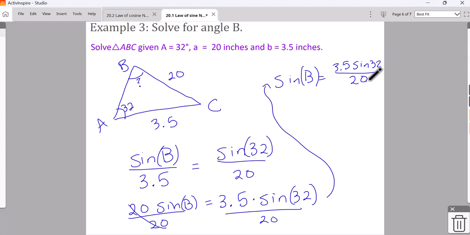What I hope you notice here is that B is not by itself yet. If you remember back several weeks when we were trying to get a variable by itself, you have to do the inverse operation. Just like adding and subtracting are inverse operations, and multiplying and dividing are inverse operations, sine and inverse sine are inverse operations. Whatever I do to one side, I also have to do to the other side. So I'm doing inverse sine of the whole big fraction to get B by itself. Let me show you what that looks like.